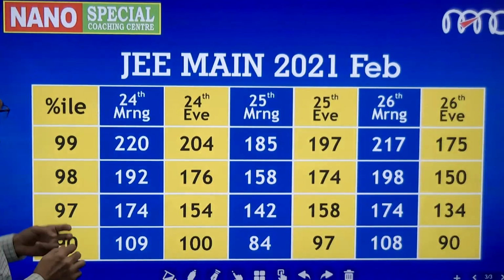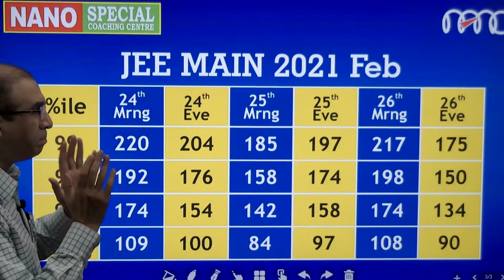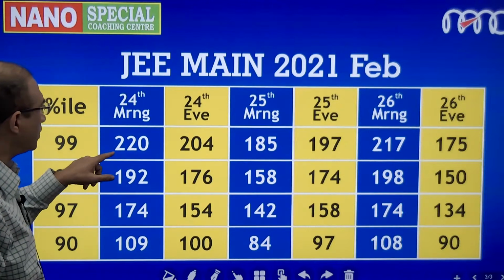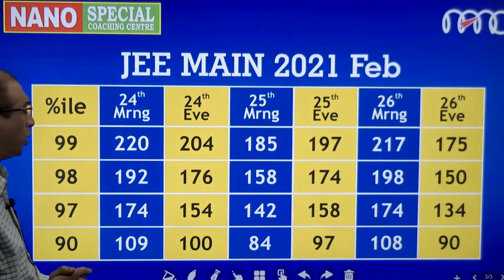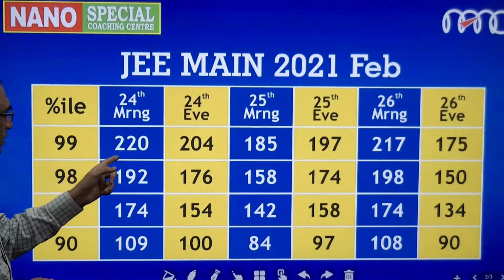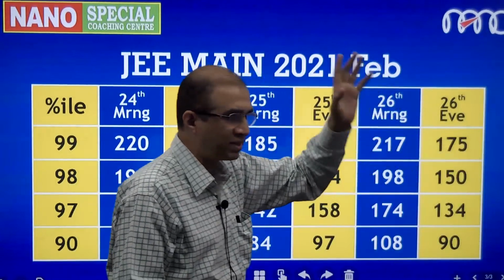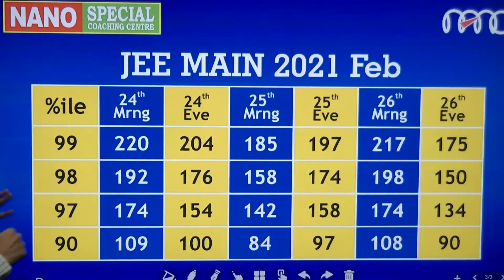So what we've done is 99 percentile, 98 percentile, 97 percentile, and 90 percentile. What are the marks that they corresponded to? That is, 99.0000: what were the marks corresponding to this percentile for each of the slots? So what do we have here? 220, 204, 185, 197, 217, and 175. You can take a screenshot of this so that you get a better idea for your analysis. So also 98 percentile, 97 percentile, and 90 percentile.